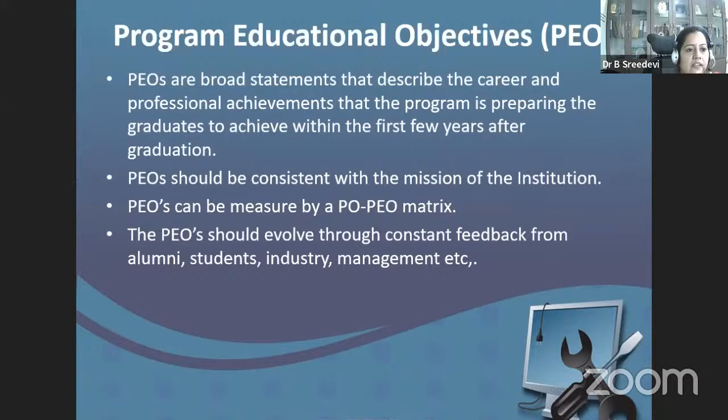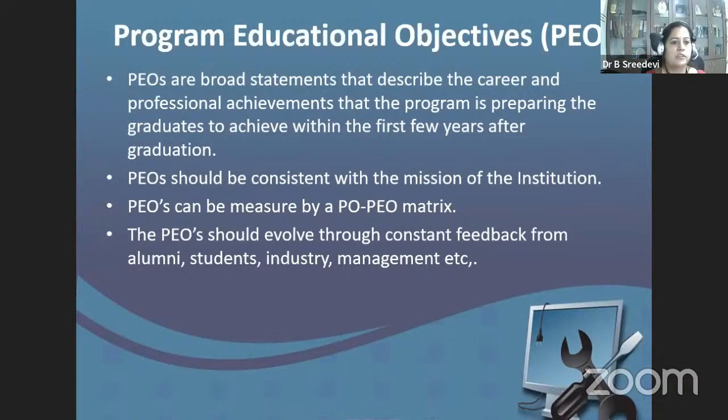So in all these angles, I should analyze the program syllabus and the program curriculum and frame the PEOs. The PEOs, or program educational objectives, can be a minimum of 3 and a maximum of 6 PEOs, to assess the students evolving out of a particular program.